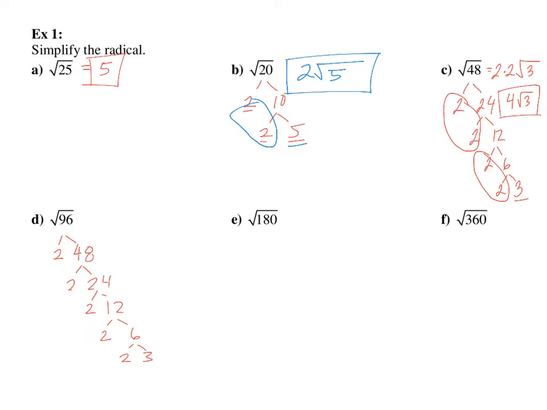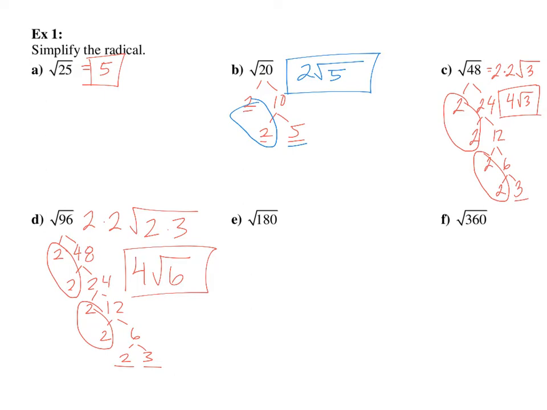But if you always use the smallest prime, then all the numbers will line up nicely in the end, as you see this. So here we have a pair of primes. Here's a pair of primes. So we pull out 2. We pull out another 2. What's left inside? 2 times 3. So we have 4 square root of 6.